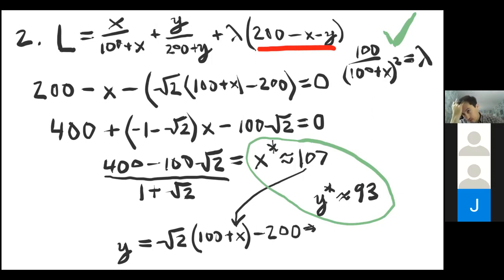Do you guys want to see 3? Or anybody else have any questions about number 2? Or does anybody want to see 3?